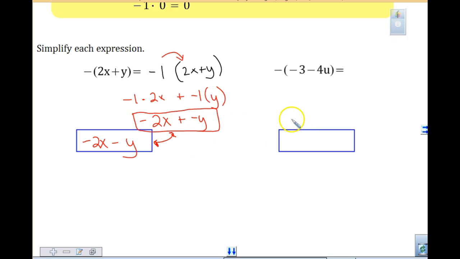So what I want you to do right now is do the same thing with this problem. We might rewrite it first as -1 times -3 minus 4u. What should I have for that solution? Because it changes everything to the opposite. Do that right now, telling me what we should have for a solution when we take everything to the opposite. Opposite of both of those.